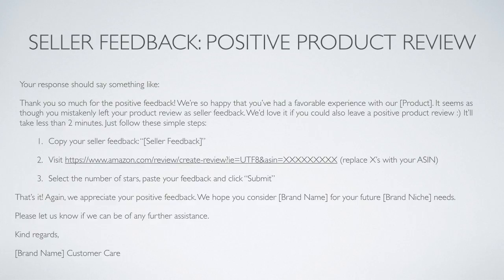Step 2, visit this site, right? So the site, this URL, you're going to replace the X's at the end of this URL with your ASIN, and that will take them directly to the screen where they can leave that review for your specific product that has that ASIN. And then step 3, select the number of stars, paste your feedback, and click submit. Again, we're saying paste your feedback because they already copied it as part of step 1. This is an extremely easy process. It literally takes a minute or less. So hopefully this easy step-by-step message to them will result in them leaving that positive product review for you.